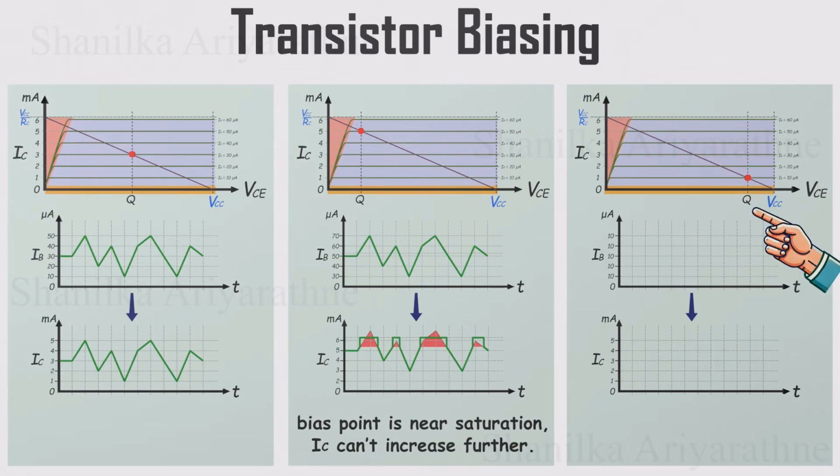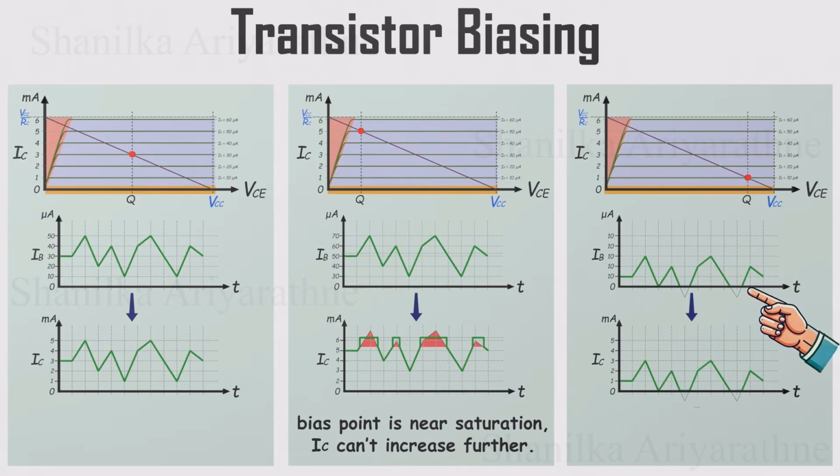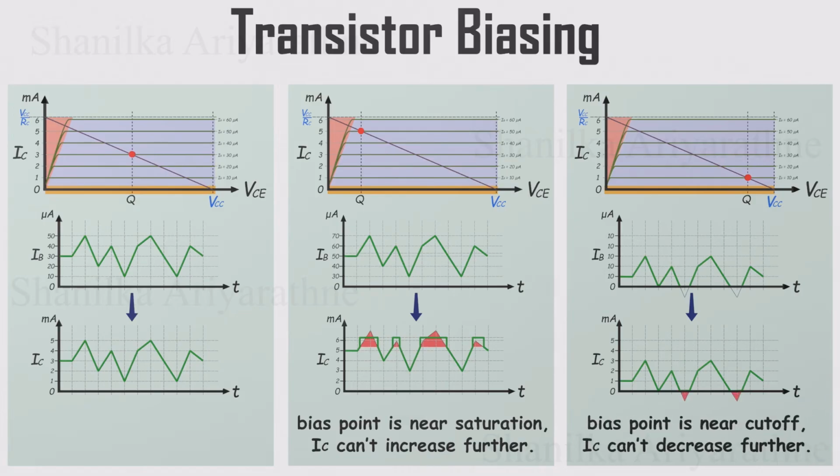Now let's look at the third case, where the bias point is set too high. VCE is near VCC, and IC is very low, putting the transistor near the cutoff region. To reach this state, we set IB to just 10 microamps. While this setup allows IB to increase and push IC upward, there's very little room for IB to decrease. If IB drops to 0, the transistor hits cutoff, and IC drops to 0 with it. So this bias point restricts how far the signal can swing downward. Again, not ideal for clean amplification.